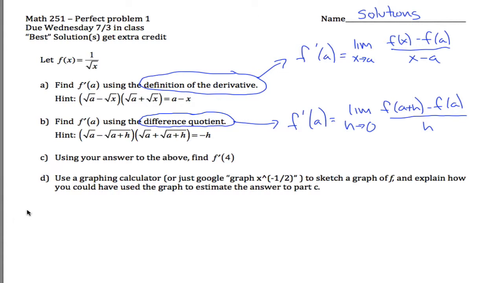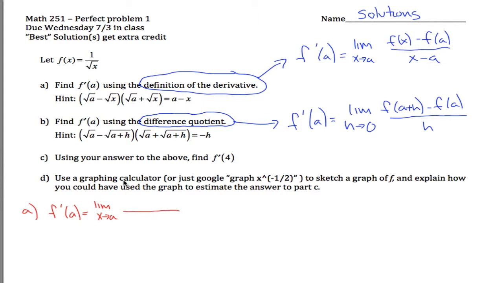Part A says find f prime of a using the definition of the derivative. And that gives me some little hint here that presumably will be helpful at some point during the problem. All right, well, f prime of a is equal to the limit as x approaches a, just copying this up here, of f of x. Well, okay, let's write in what f of x is. Of f of x minus f of a over x minus a.